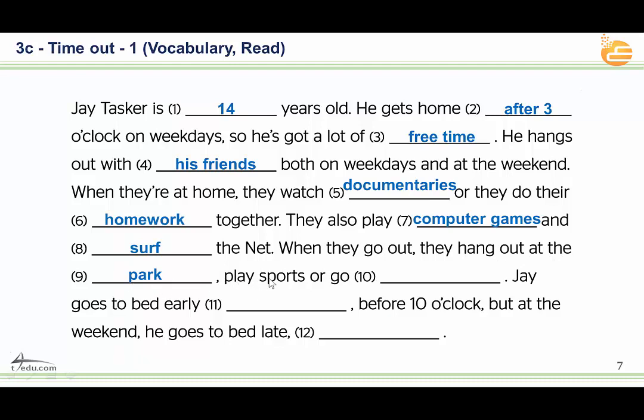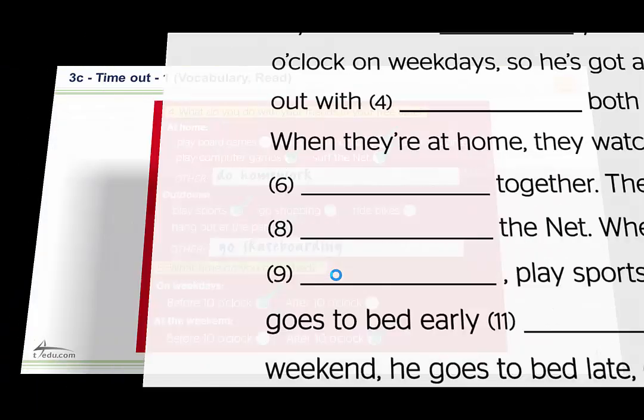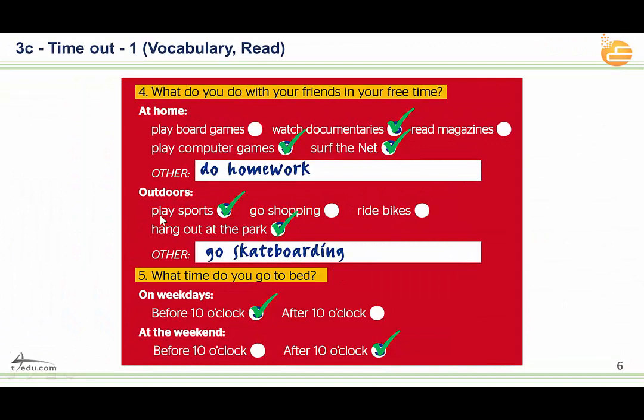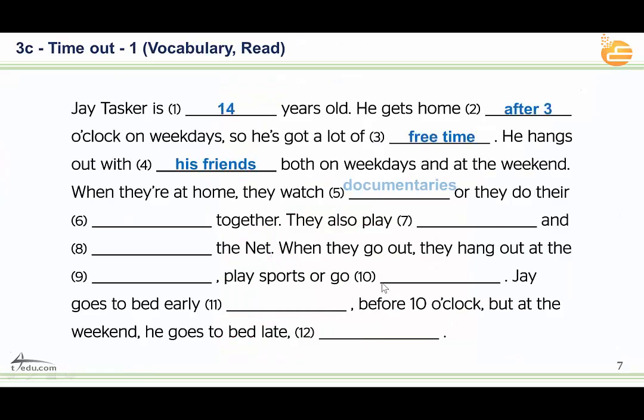This is the park. Play sports or go what? Let's see. Play sports. Go shopping. He didn't choose this one. Ride bikes. Hang out at the park, we said this. Other, go skateboarding. Go skateboarding. Exactly. Or go skateboarding.